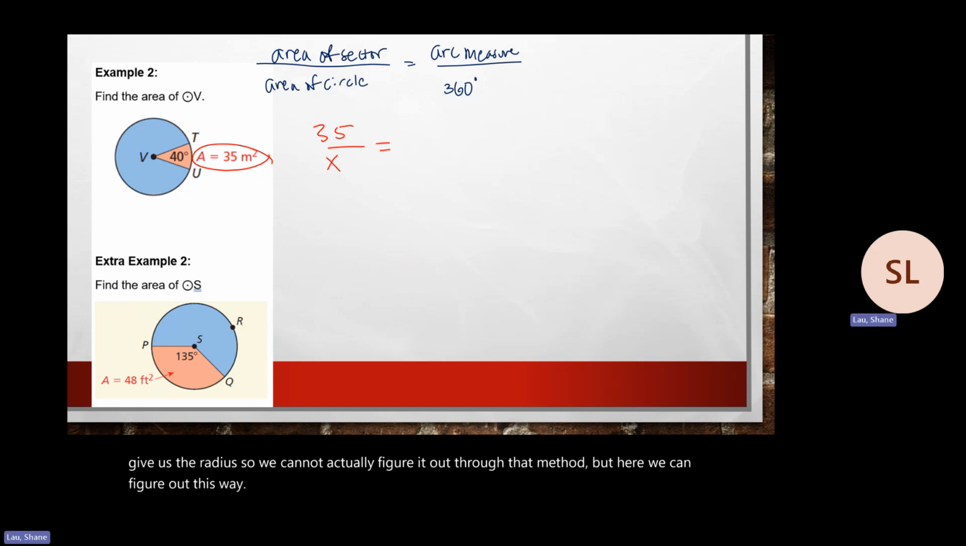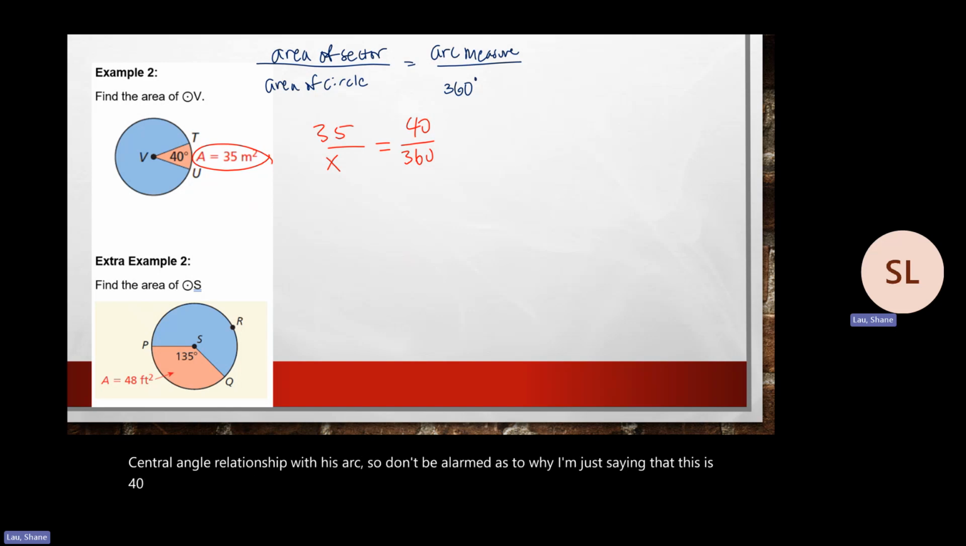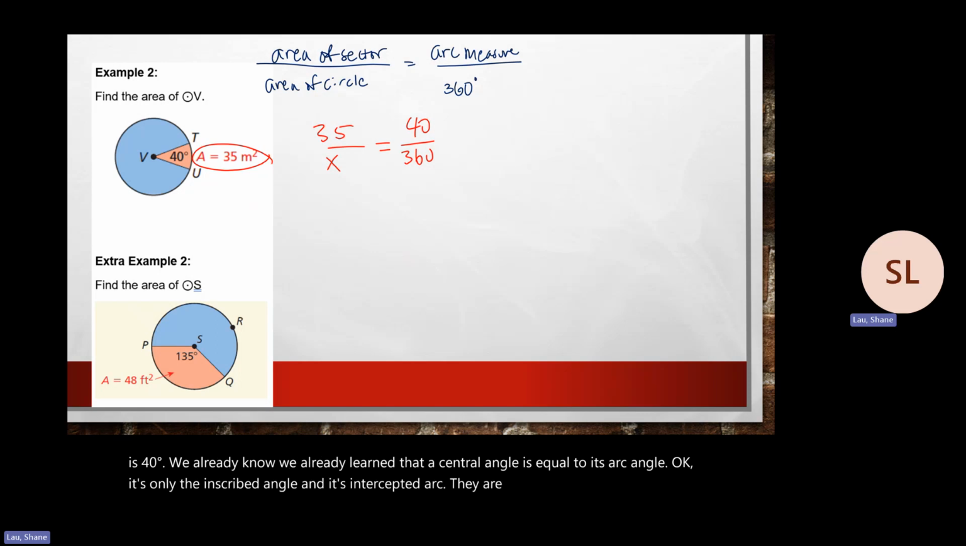We already know what the arc measure is. It's 40 degrees, and we have 360 degrees. We know that this is going to be 40 degrees because of that central angle relationship with this arc. So don't be alarmed as to why I'm just saying that this is 40 degrees. We already learned that a central angle is equal to its arc angle. It's only the inscribed angle and its intercepted arc whose relationship is a little bit different. So from here, we're going to solve for x.